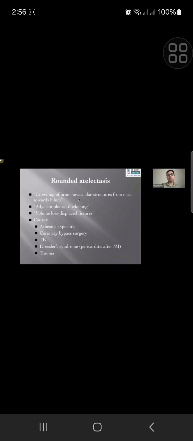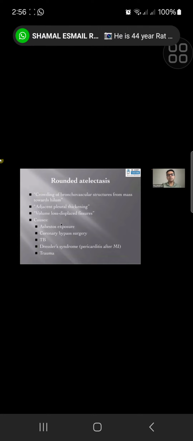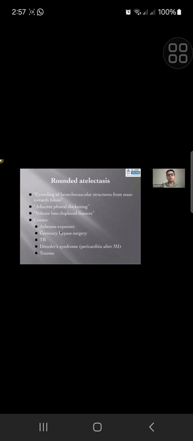You would see crowding of bronchovascular structures from that mass towards the hilum, as you're seeing here. So there is a bit of crowding, there's a bit of volume loss, and the bronchovascular structures are going towards that mass. Adjacent pleural thickening, which you correctly picked up, there will be volume loss. And the causes are asbestos exposure. But the more common cause that we see in our practice is patients post-MI or coronary bypass surgery, or pericarditis after MI. This is the most common cause that you see.